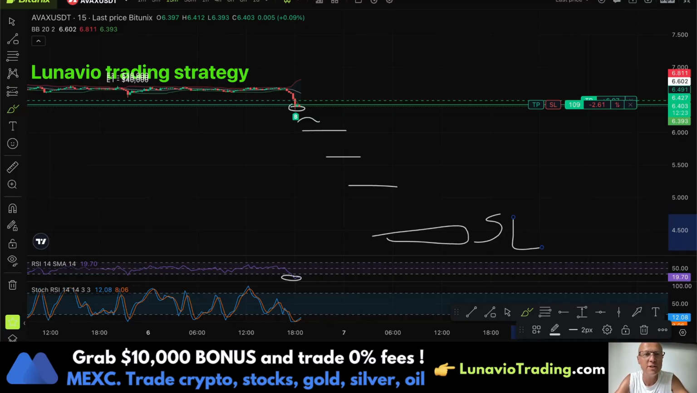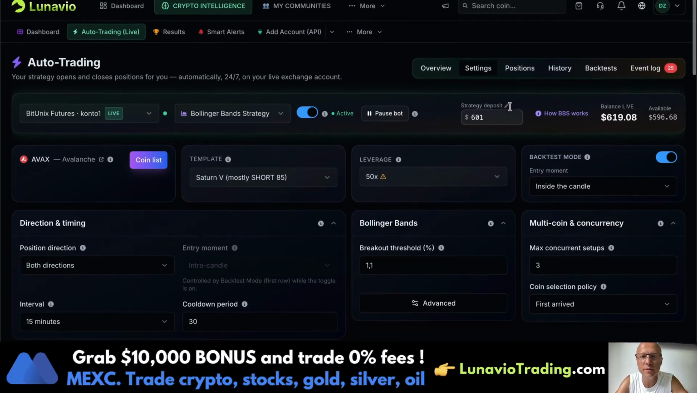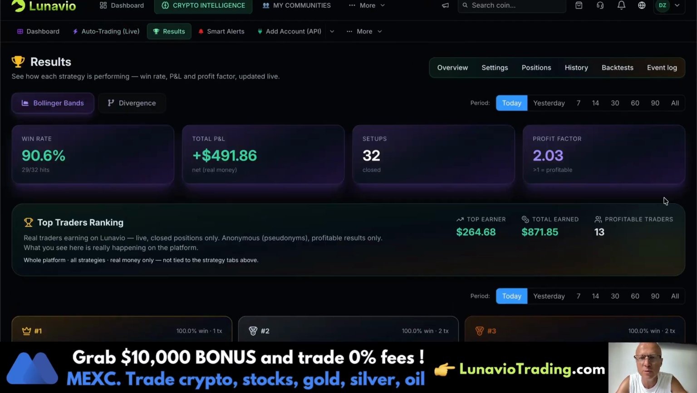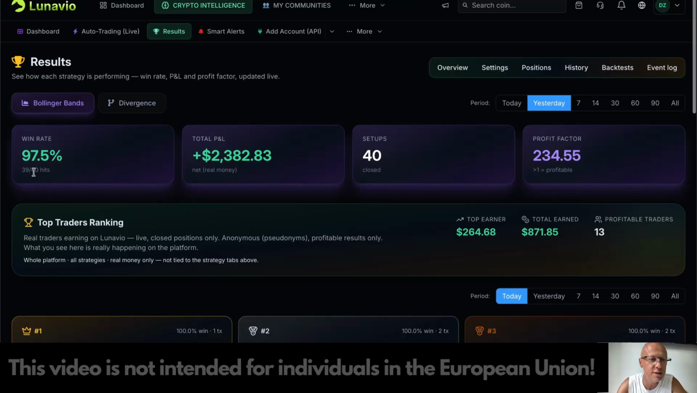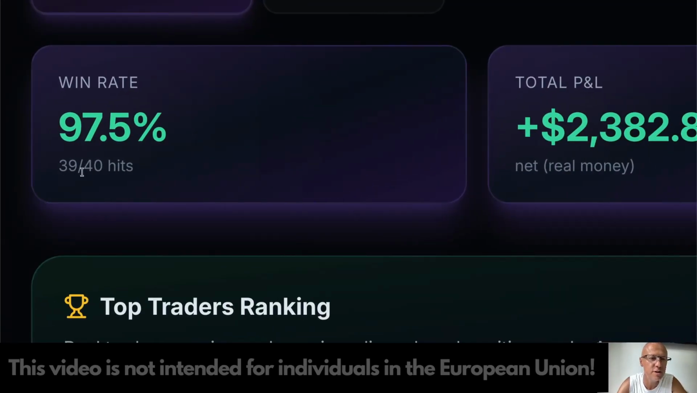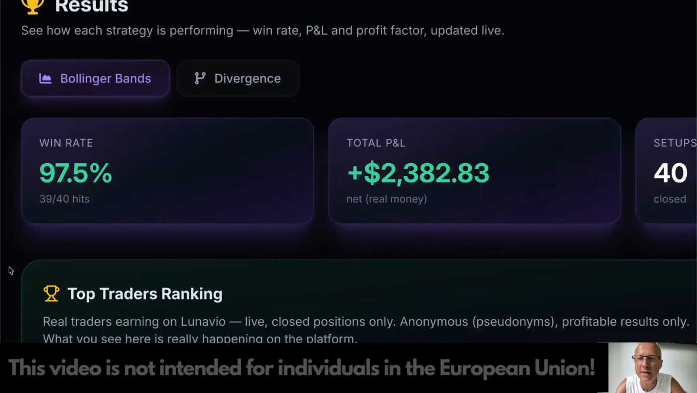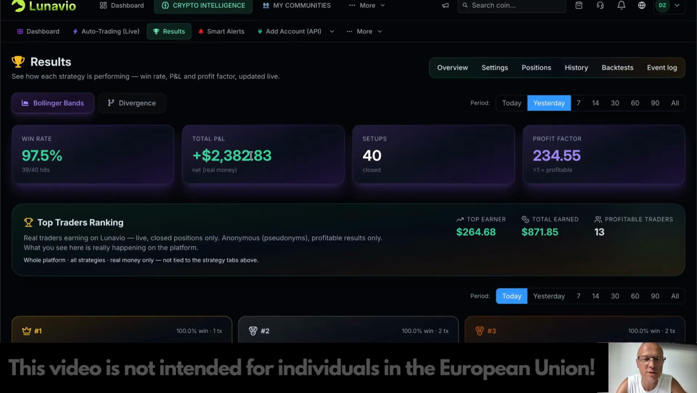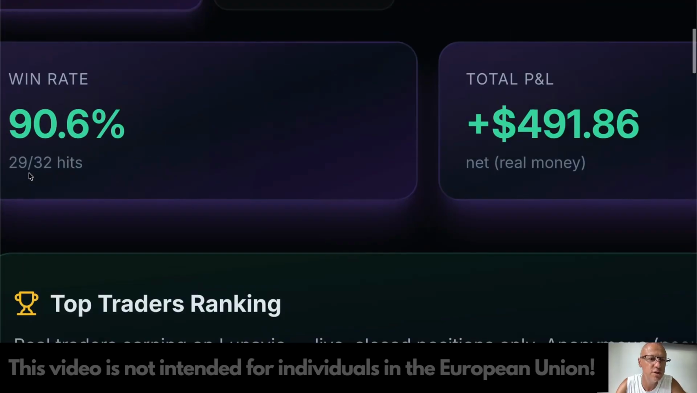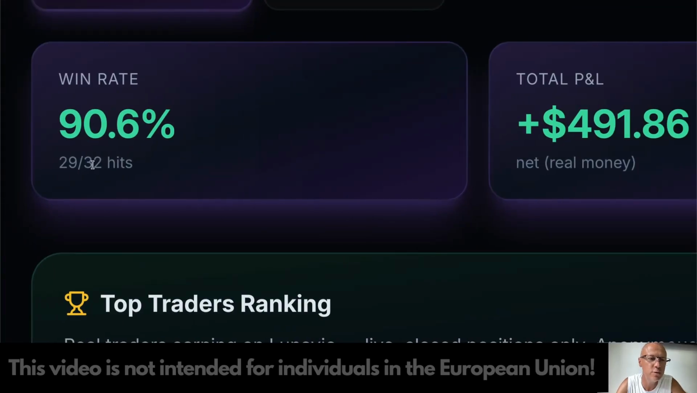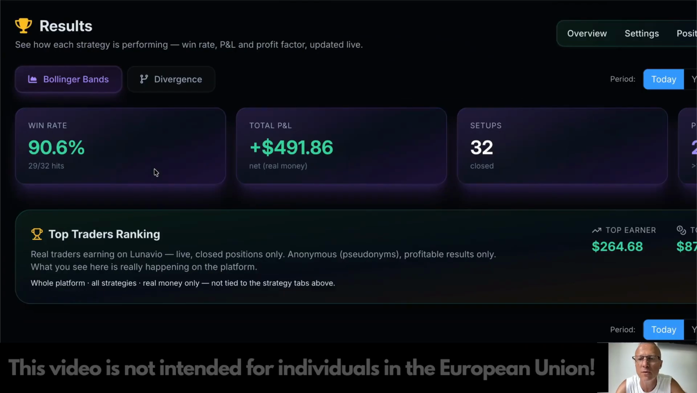Okay, that's explained now. While we're at it, let's take a quick look at our results from yesterday. What happened yesterday? Yesterday we executed 40 trades, and out of those 40, a whopping 39 were profitable. So the effectiveness, our win rate, was 97.5%. We made $2,382. And today, so far, we're up almost $500. 90% success rate. Out of 32 trades, 29 ended in profit.